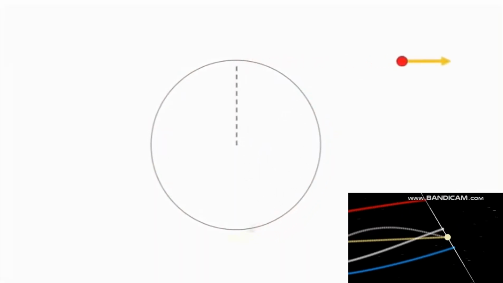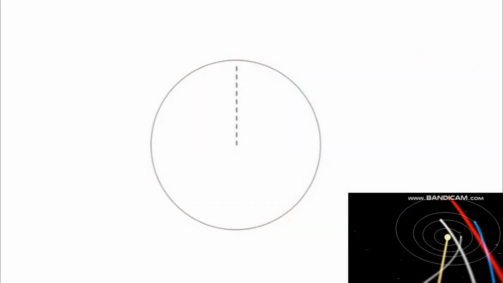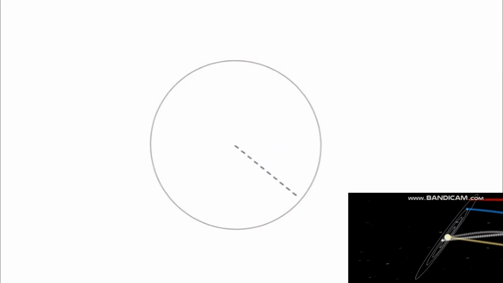If we released the mass at any point, it would fly off in this direction, at a tangent to the circle.